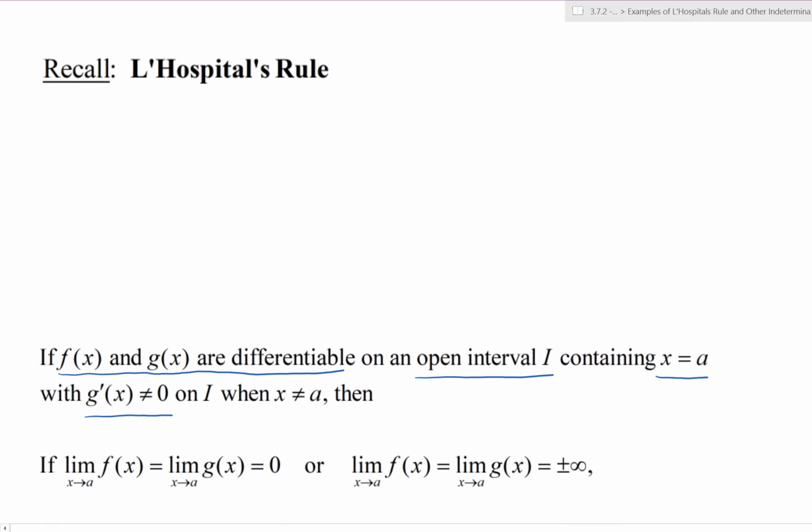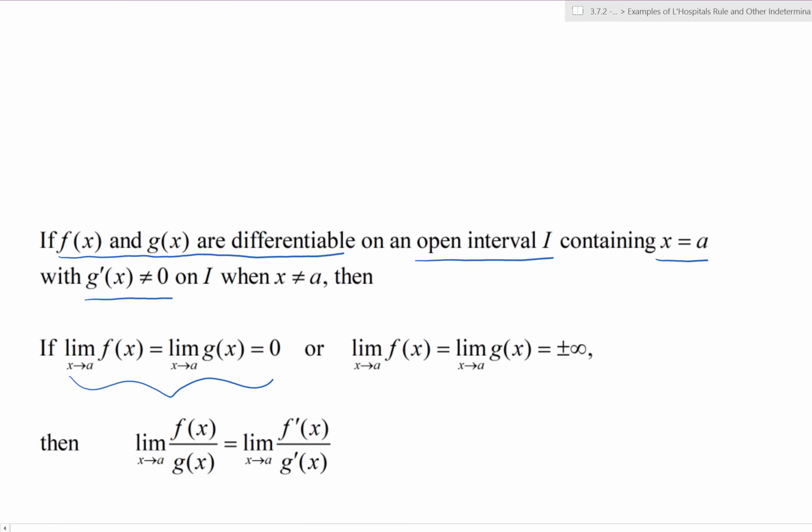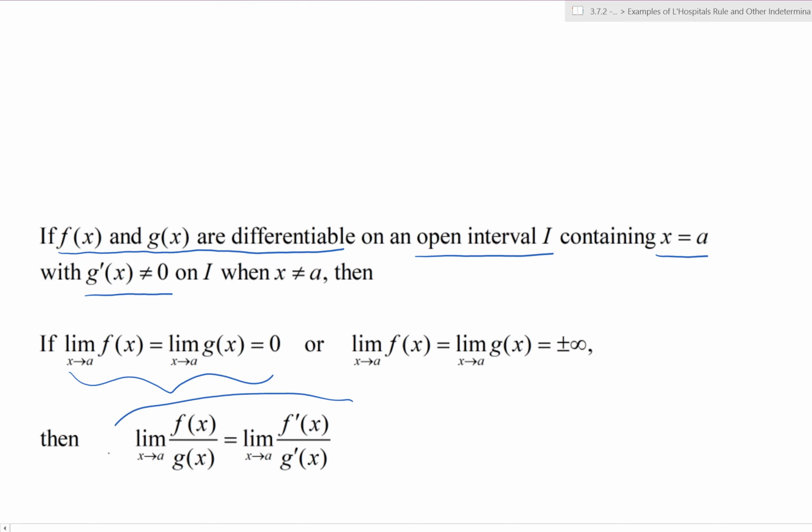And if that happens and you have that both the limit as x goes to a of f of x and the limit as x goes to a of g of x are both 0, or both either plus or minus infinity, then the rule says the limit as x goes to a of the quotient f of x over g of x is the limit as x goes to a of f prime of x over g prime of x. This rule we established in a previous video.